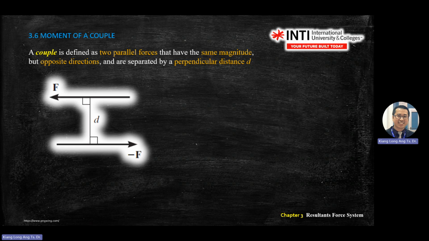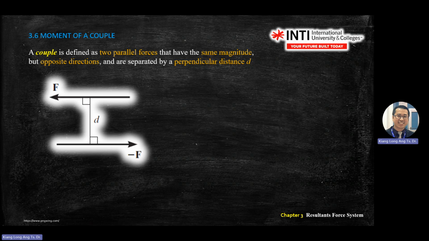You have two parallel forces. For example, with the steering on a car, you apply the same forces like this, so the steering will turn anti-clockwise. The distance between the two forces is like the distance between your left hand and right hand on the steering. The negative means the opposite direction of the other force. Okay, negative means this one.